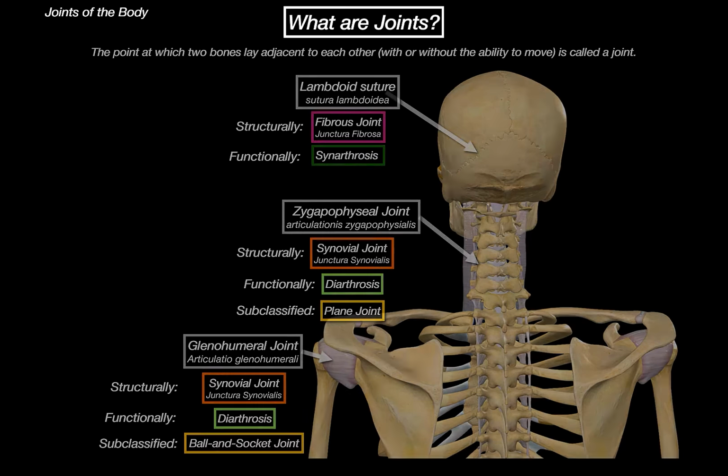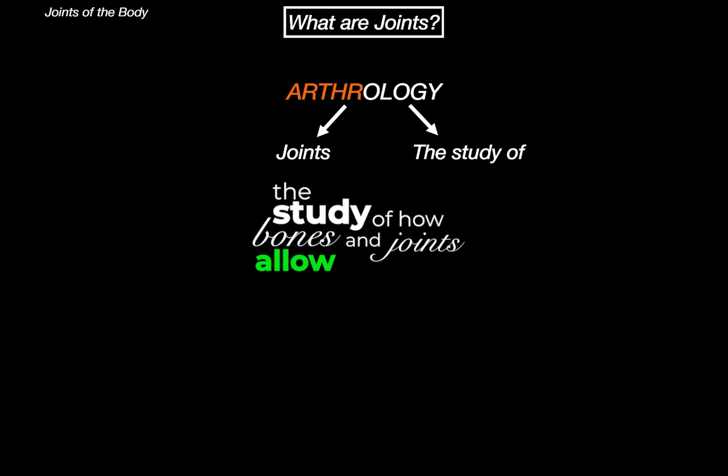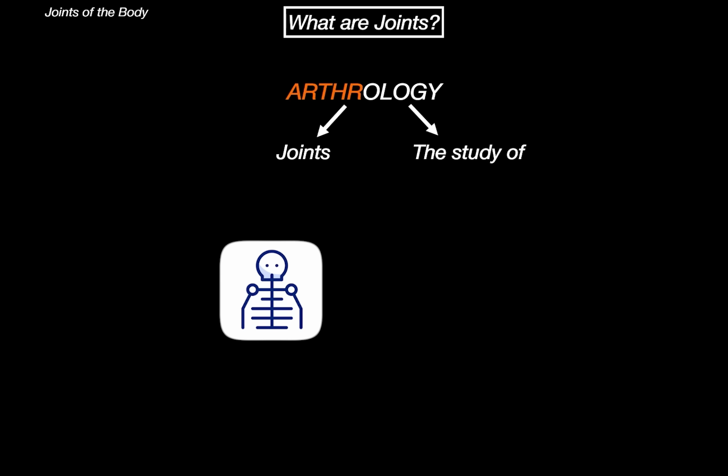The study of joints is called arthrology. The prefix arthro refers to joints, such as arthroscopy, arthritis. The suffix logy means the study of. So it's the study of how bones and joints allow or prevent movement. It, perhaps more than any other subject in anatomy, illustrates the close relationship between structure and function.